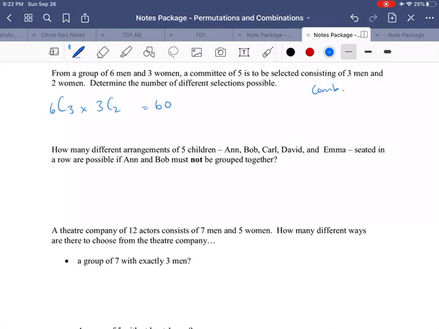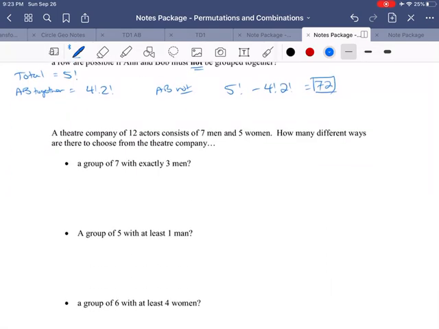How many different arrangements of 5 children seated in a row are possible if Anne and Bob must not be grouped together? Anne and Bob having a difficult time. So there's 5 factorial ways for the children to be arranged. A and B together would be 4 factorial times 2 factorial. So A and B not together, you subtract 5 factorial minus 4 factorial times 2 factorial, and you get 72.